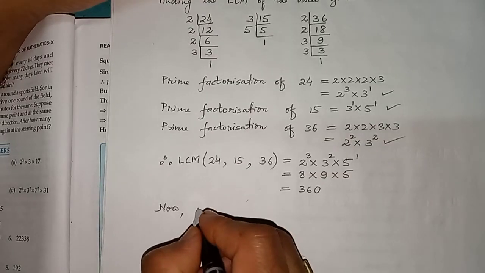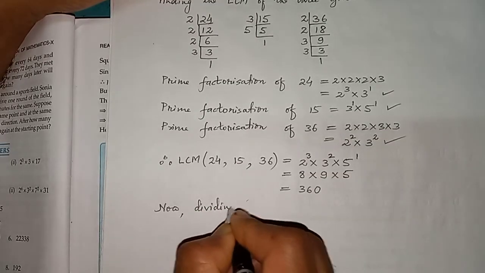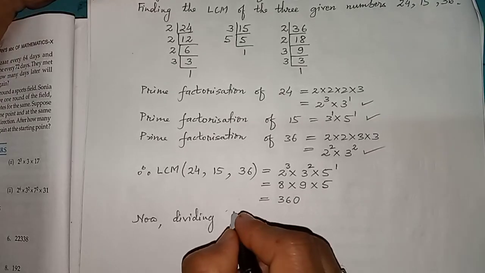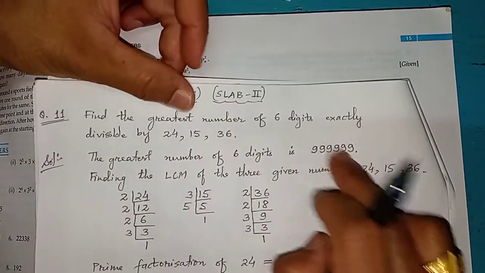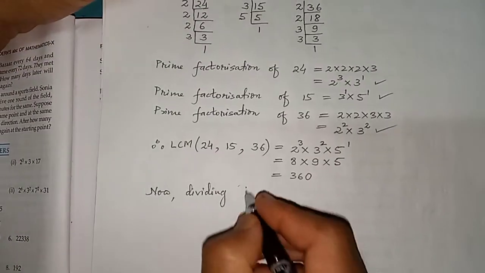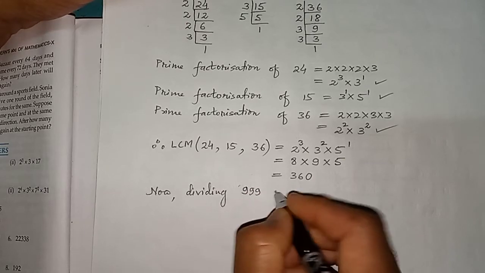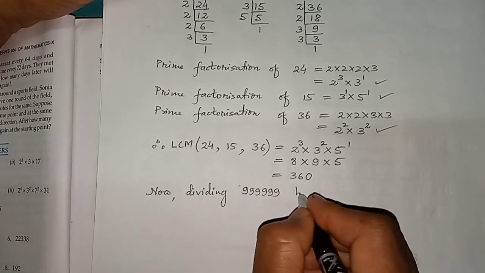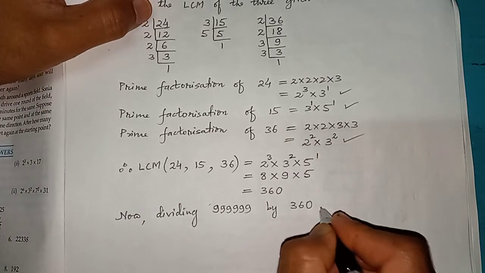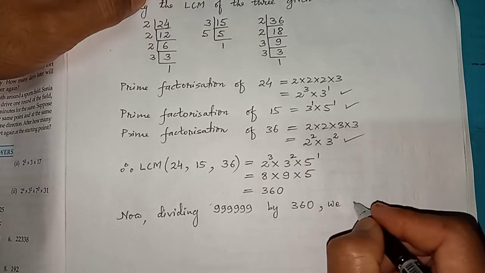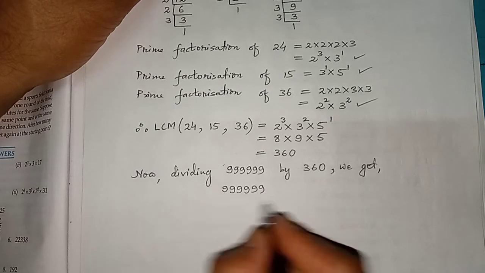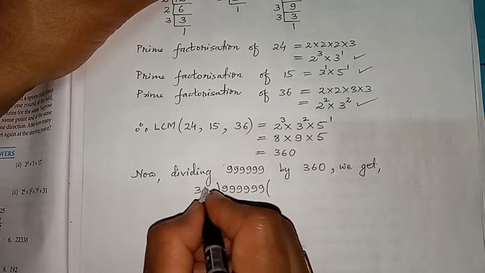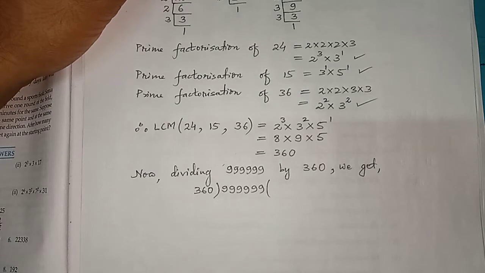Now we'll divide the greatest number of 6 digits, that is 9,99,999, by 360. So let's divide 9,99,999 by 360.